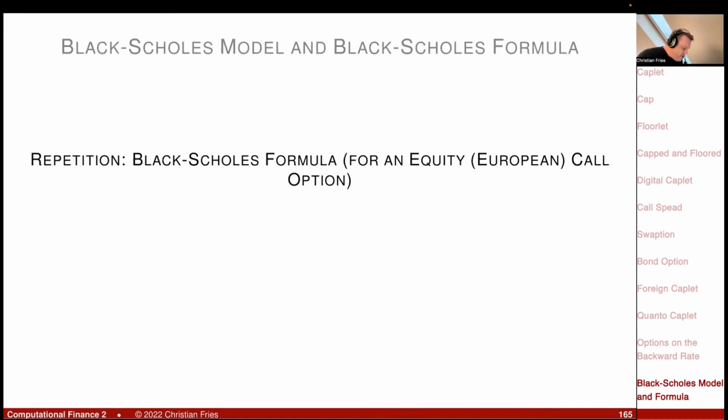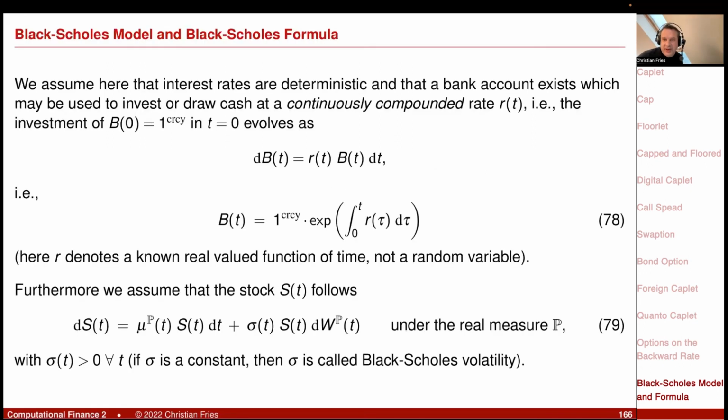Black-Scholes formula for an equity European call option. The situation is you have two traded products on the market. There is your bank account B, which is deterministic, and there is your stock S, which is stochastic. Your bank account accrues at a deterministic interest rate, so dB = r B dt. r can depend on time, but it's deterministic. It's a continuously compounded rate.